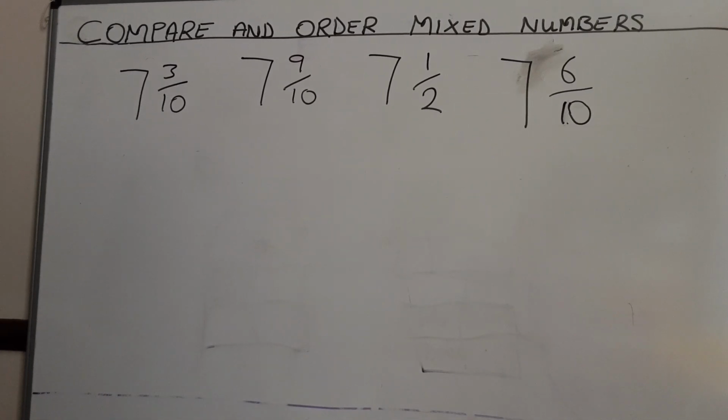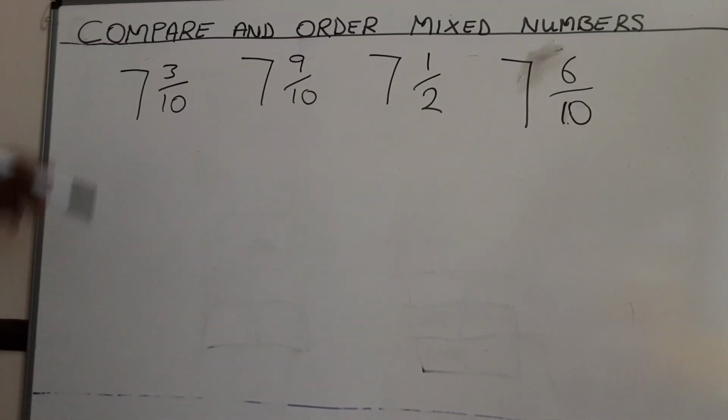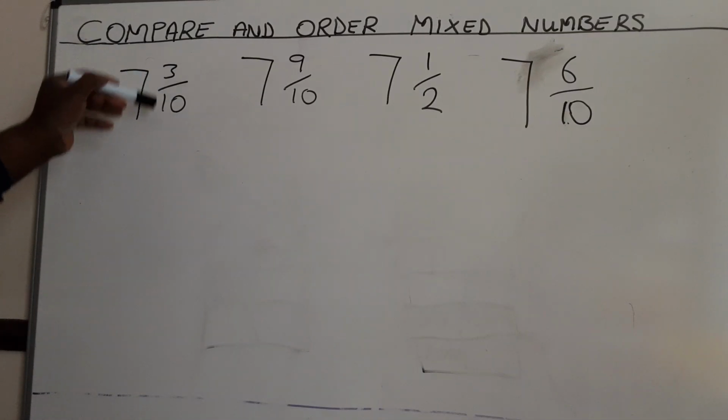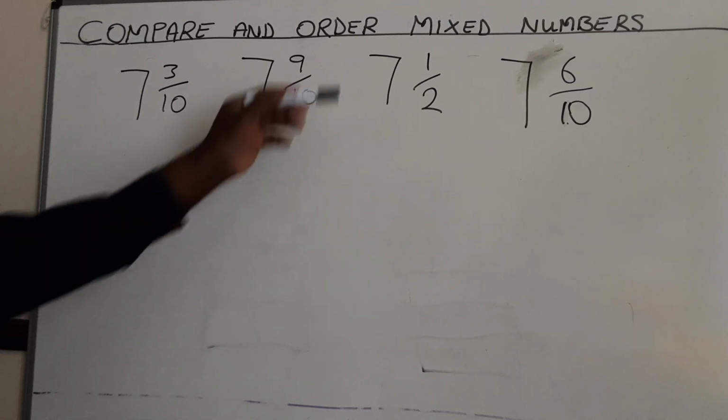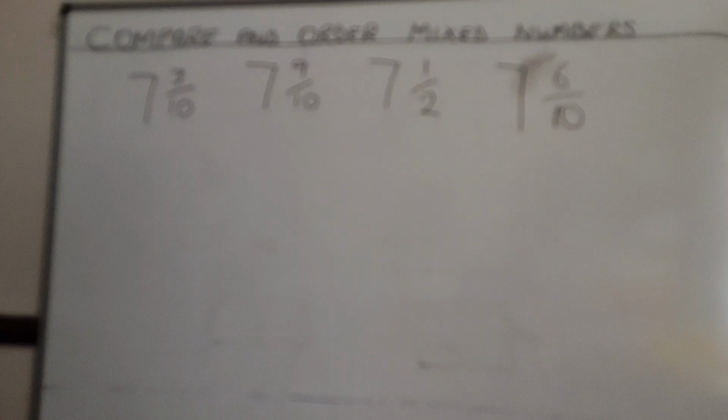All right, let's have one more example of ordering fractions. We have to put these fraction numbers in order starting from the smallest. First we have to compare the whole numbers. When we look at the whole numbers, we can see that they are all 7 whole. So this is 7 whole number 3 over 10, 7 whole number 9 over 10, 7 whole number and 1 over 2, and 7 whole number 6 over 10.